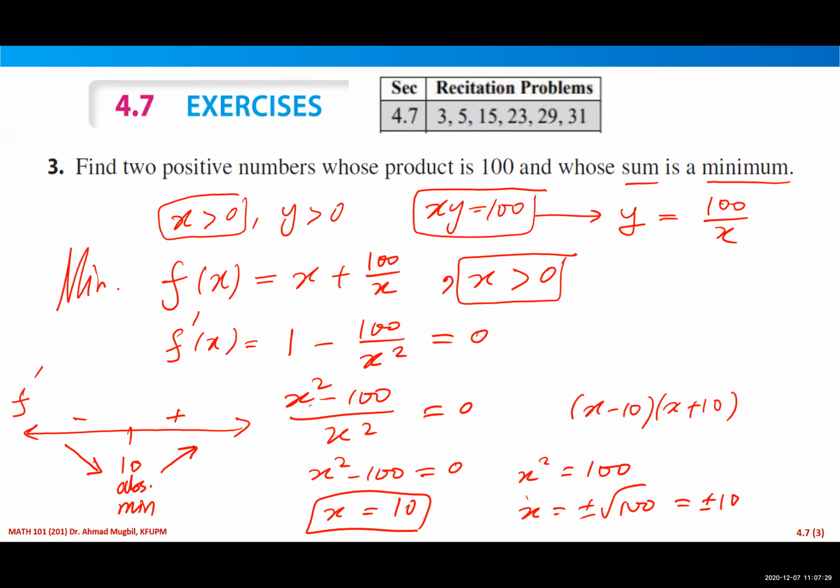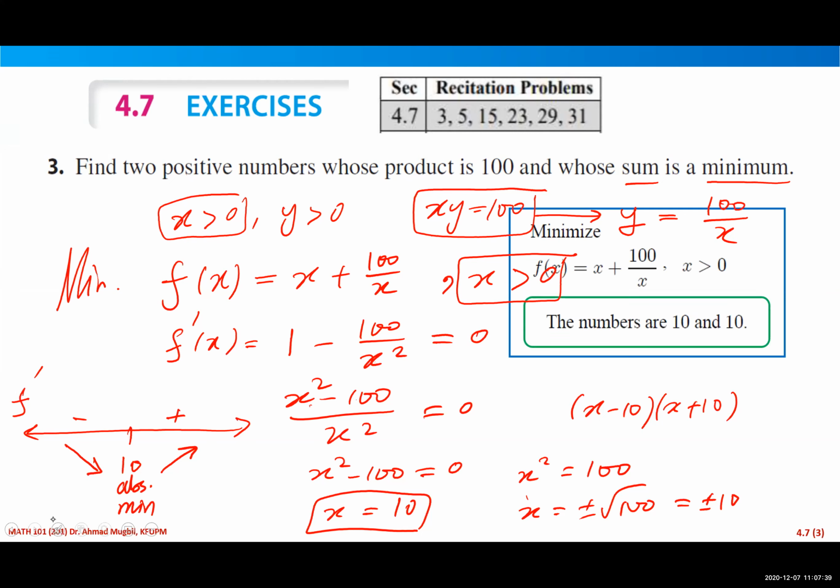So this means that x is 10. So what will y be? Also, y will be 100 over 10, which will also be what? 10. So the two numbers that we are looking for are 10 and 10. Any question? Look at the old exams. Many questions about this type of question, when you have a problem about numbers.